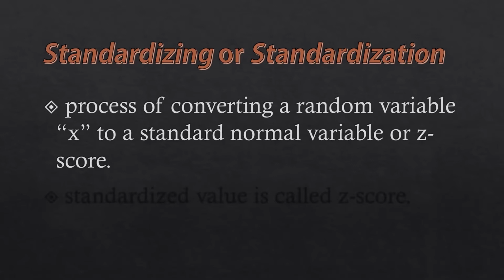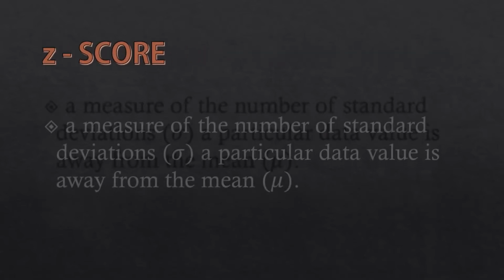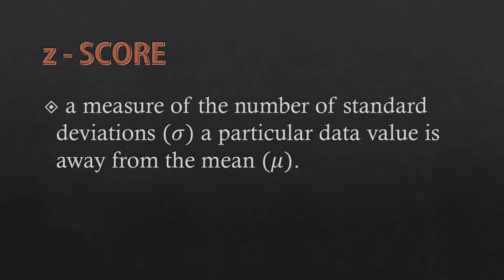We already tackled the Z-score, which can represent a certain area of a region under the curve. This standardization gives us the standardized value, also called the Z-score. So what is this Z-score? The Z-score is a measure of the number of standard deviations that a particular data value is away from the mean. We have the mean at the center, and a multiple of the standard deviation is added to the mean to the right and subtracted if it's to the left. We're going to have an illustration of the Z-score from this example.